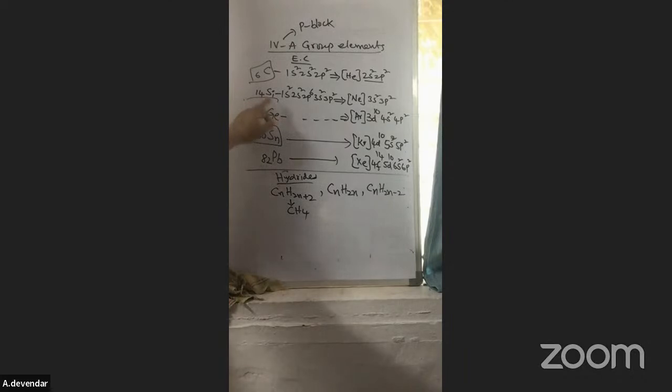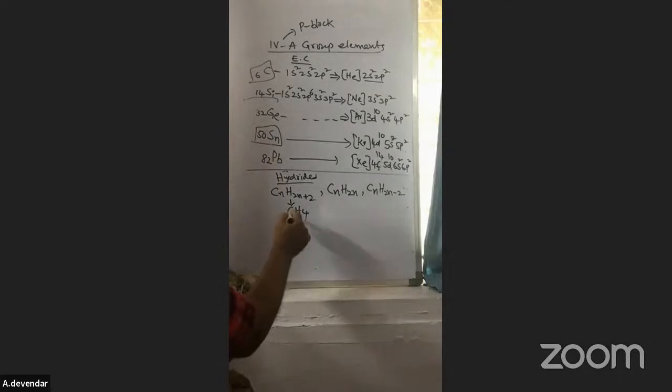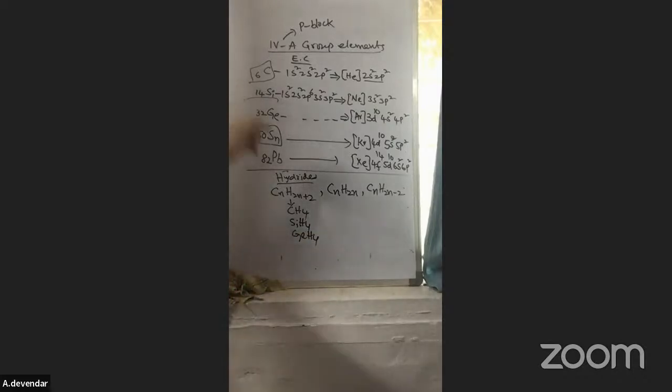It is silane, germane, stannane, plumbane. That means we can write SiH4 or GeH4. Like that, the hydrides are formed. Just like carbon, the remaining elements can also form hydrides. Plumbane, stannane, all are tetrahedral structures only. All hydrides of the fourth group elements have this type of structure. All are tetrahedral. Coming to the oxides.